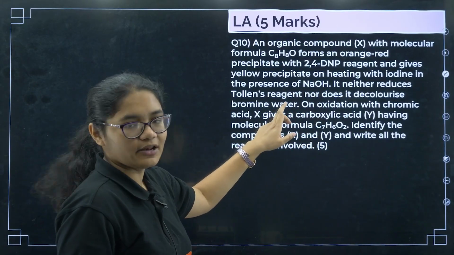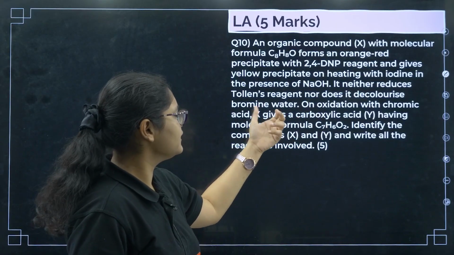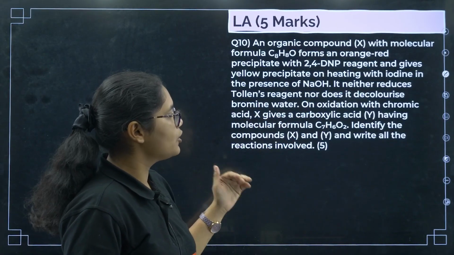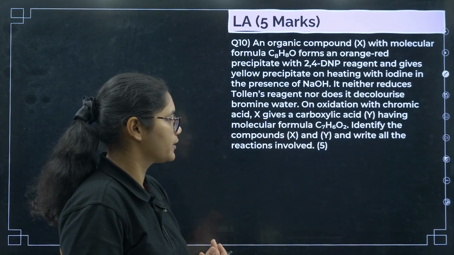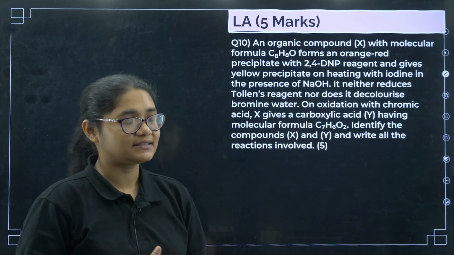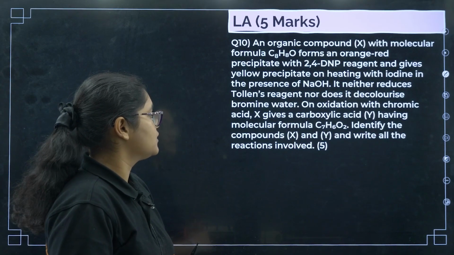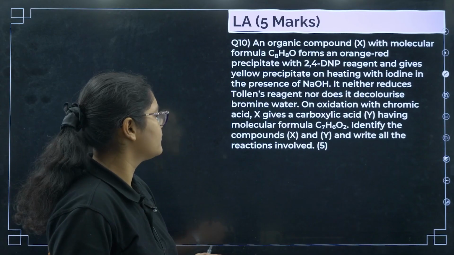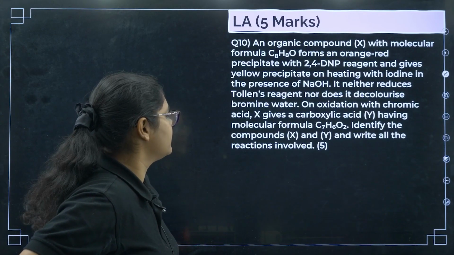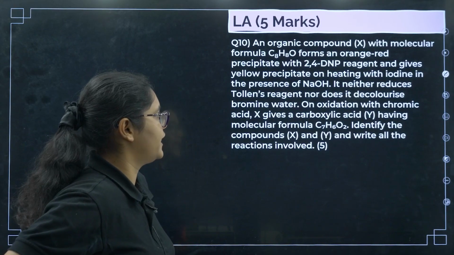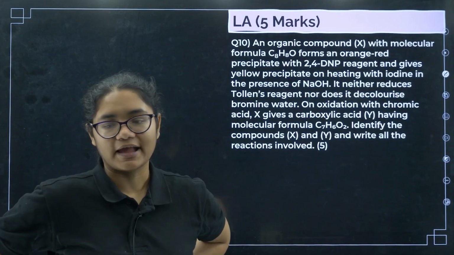It neither reduces Tollens' reagent, meaning it is not an aldehyde, it has to be a ketone, and it does not decolorize bromine water. On oxidation with chromic acid, X gives a carboxylic acid Y having the molecular formula C7H6O2. Identify the compounds X and Y and write all the reactions involved.